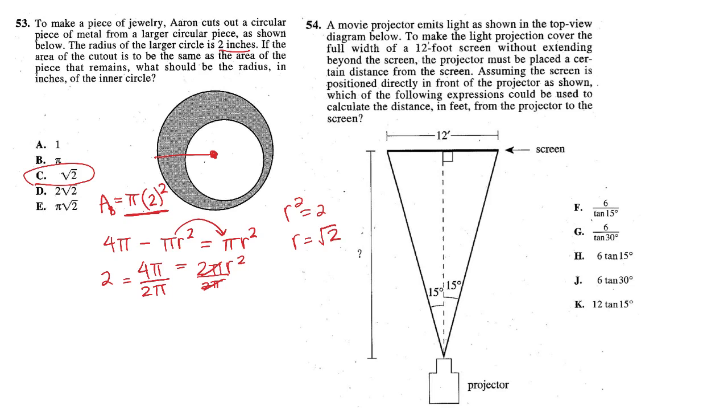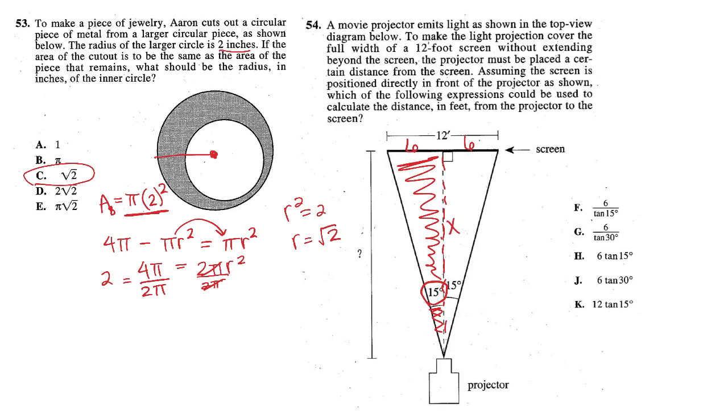Number 54, strange looking problem. We are really asked to find the height of this triangle. We know 15 degrees, and we're looking for this side here, this height. If the whole base is 12, we know that the height is a perpendicular bisector, so these side lengths would be 6 and 6. So we really just need one of these two triangles to talk about it.